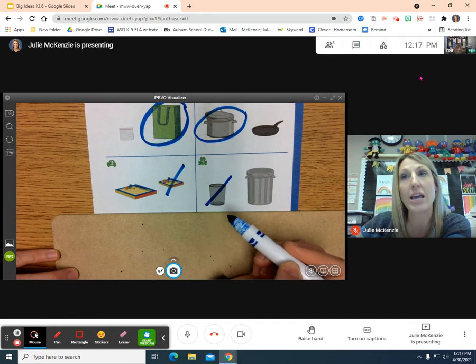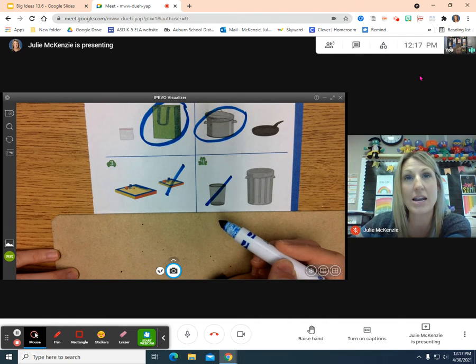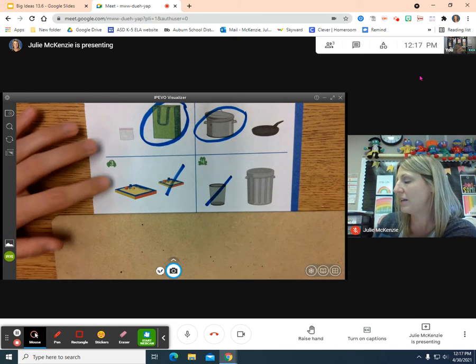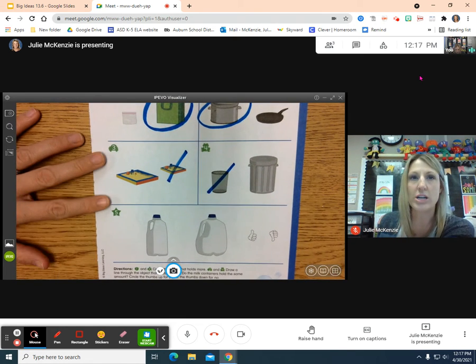This trash can holds less. It is much smaller. It cannot hold as much as this one. The big one has a greater capacity. Okay, take a look at the milk jugs.